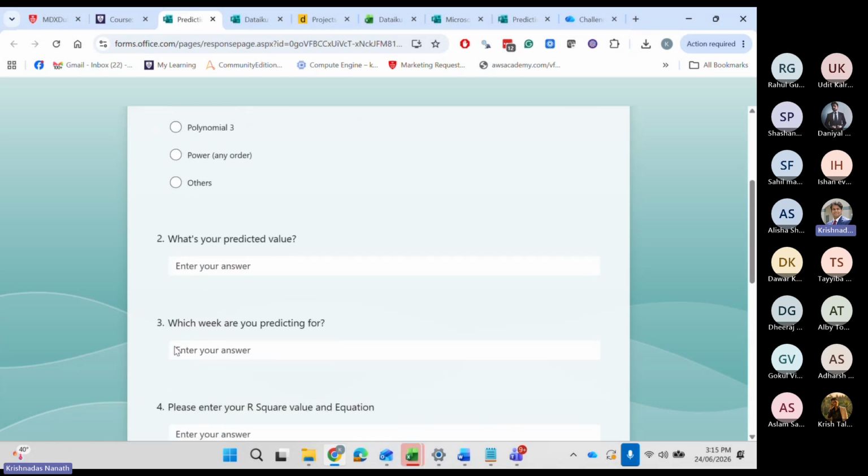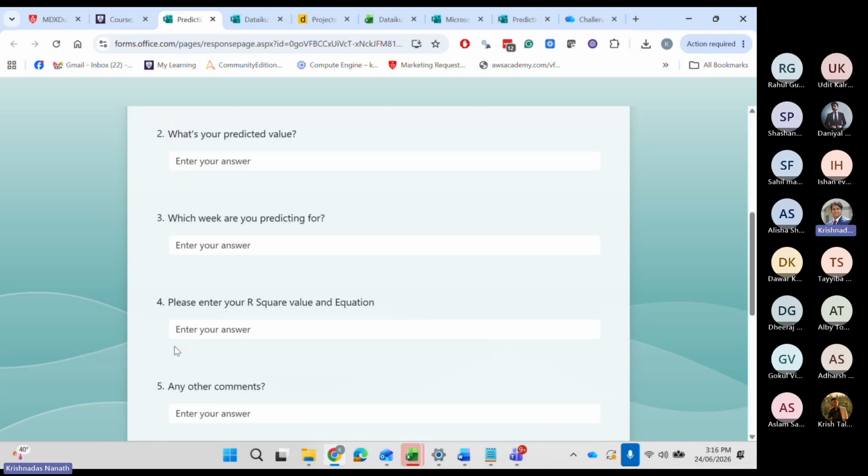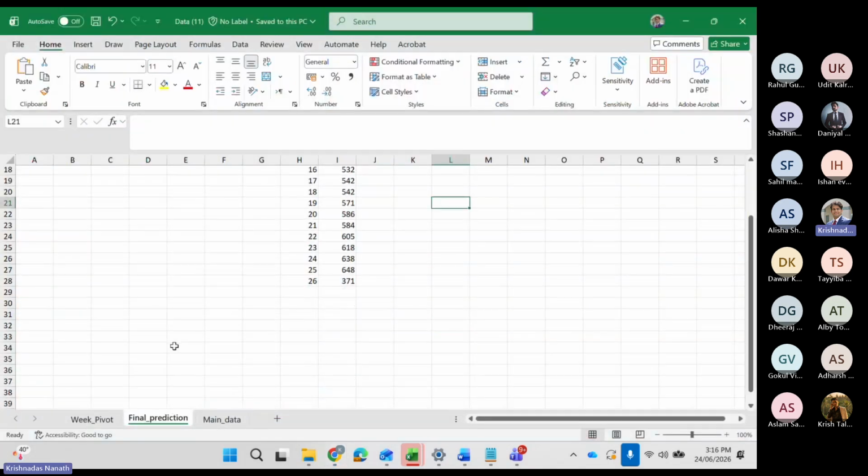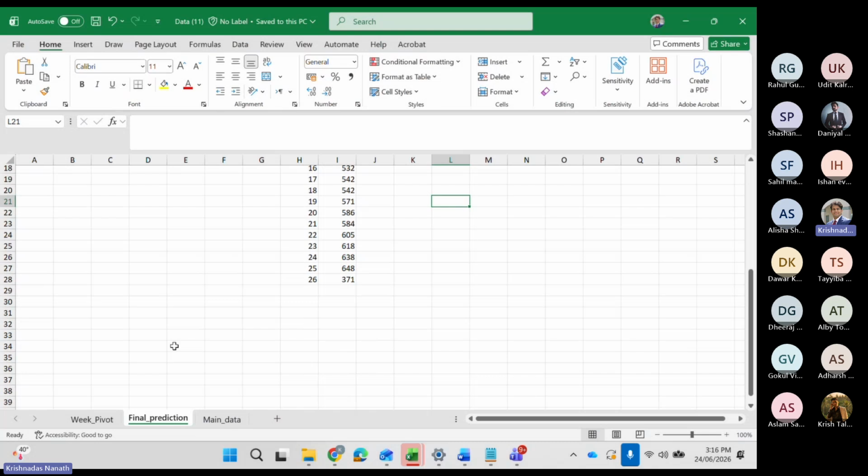Question number two. What is your predicted value? So let's say the predicted sales is 400. You put that actual number over there and say the predicted value is 400. Which week are you predicting it for? Yeah, let's go back and check. 26 is already given.